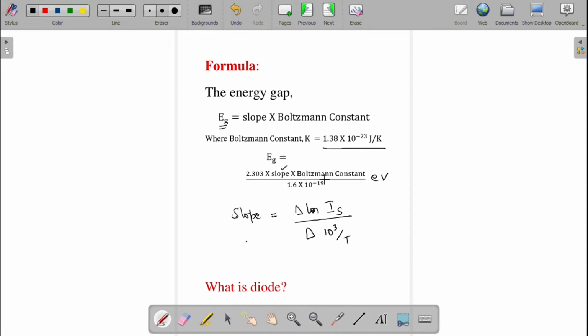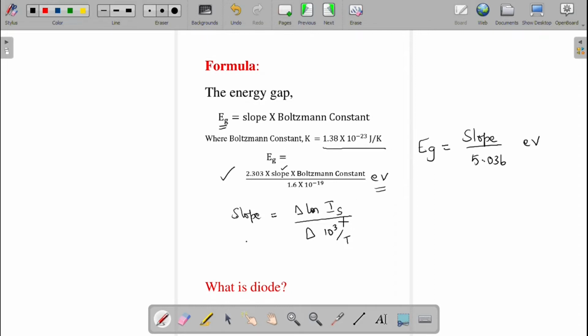By substituting all the values of 2.303, the Boltzmann constant and 1.6 into 10 to the power of minus 19, we will get the short form of the formula, that is, energy gap is equal to slope of the graph divided by 5.036. Its unit is electron volt. If they are asking for the formula, you have to mention this formula: 2.303 into slope into Boltzmann constant divided by 1.6 into 10 to the power of minus 19, in electron volt. Now you will have the idea about it. What the slope is, that I also mentioned here, right?